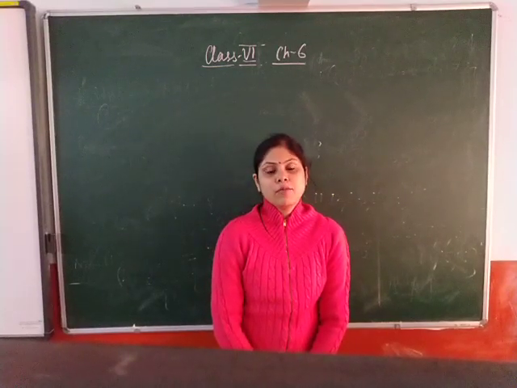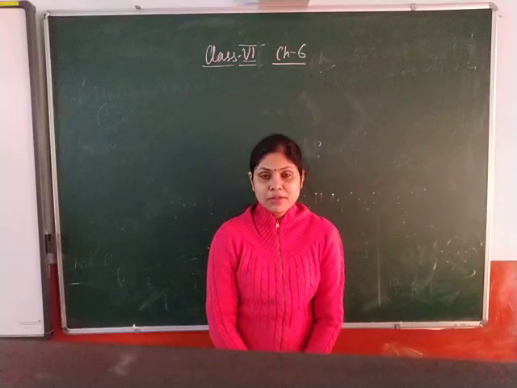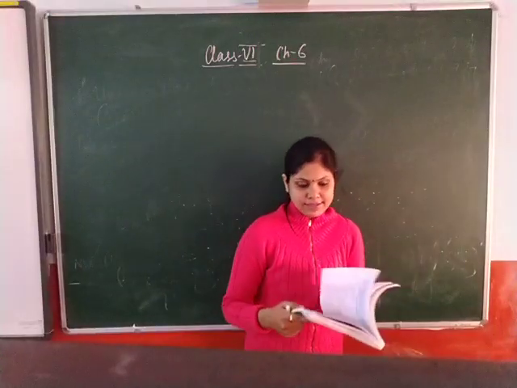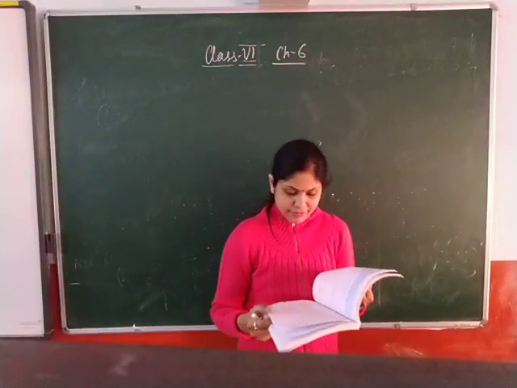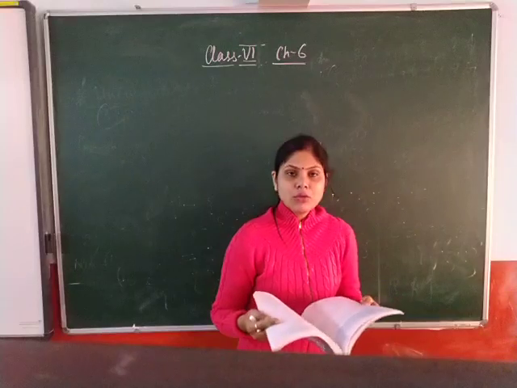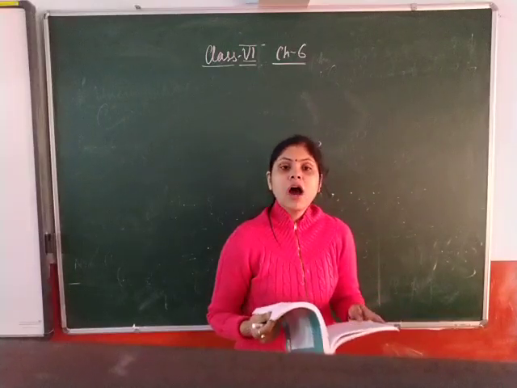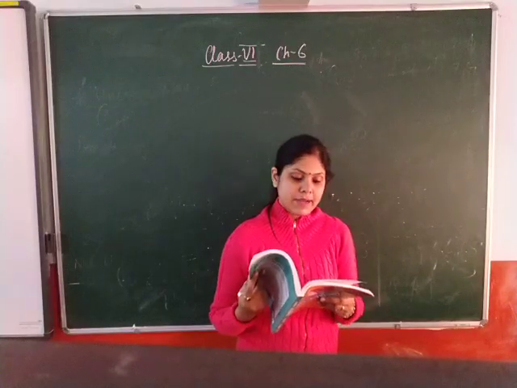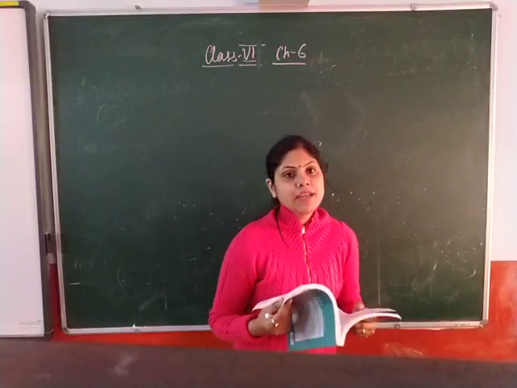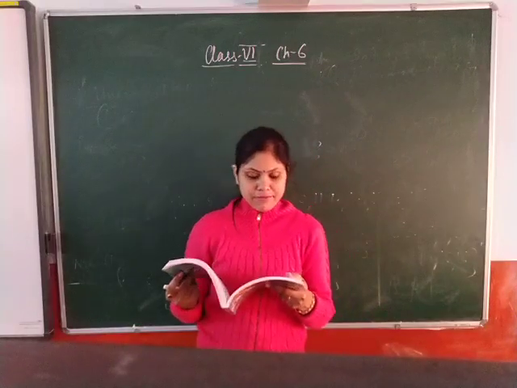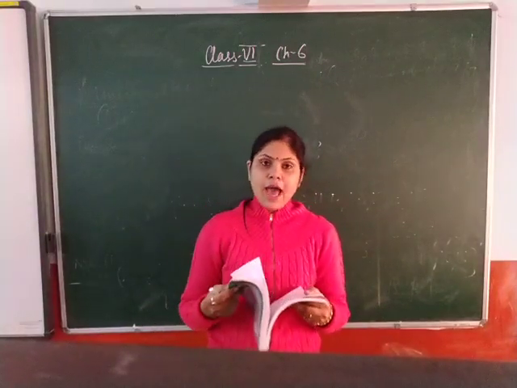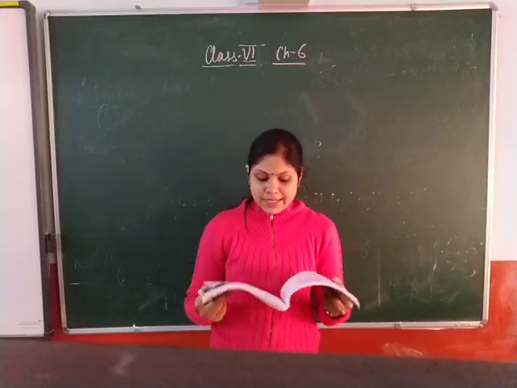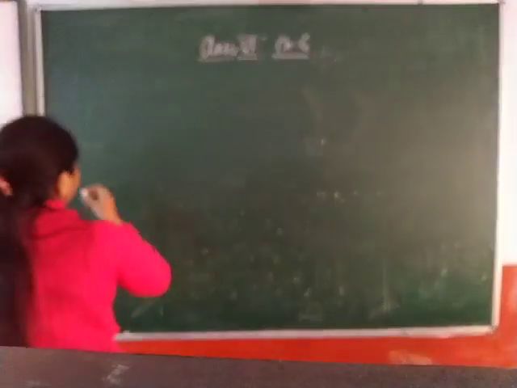Today I am going to continue the same chapter. I think I left off at the divisibility of 7, isn't it? Divisibility of 7 we have done. Now we will see how to check divisibility by 8, by 9, by 10 and by 11. After that we will discuss prime and composite numbers, and then we will move on to the exercise questions. So let us see divisibility by 8.